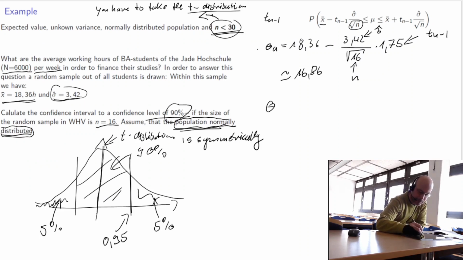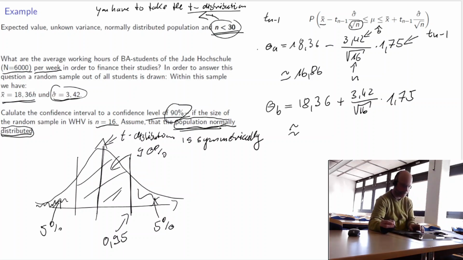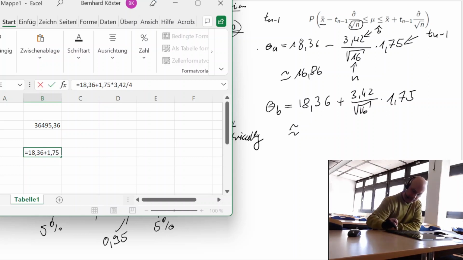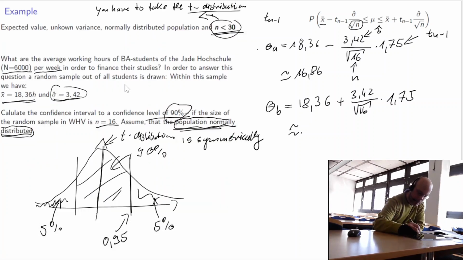And theta b, of course, we obtain as 18.36 plus 3.42 over the square root of 16 times 1.75, which is then roughly 19.86. And this is our interval.